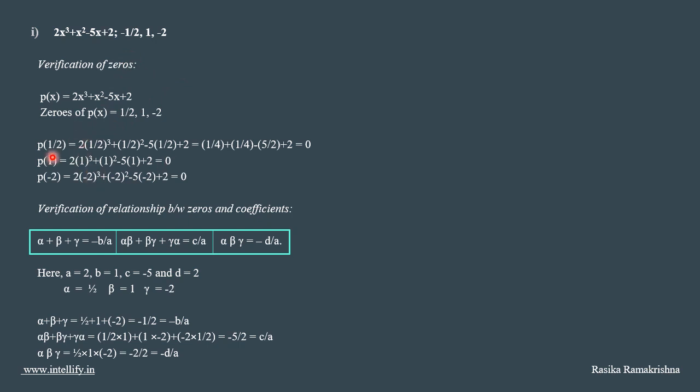So that I leave it to you. So you can see that p of minus 1 by 2 is going to be 0, p of 1 is 0 and p of minus 2 is 0 as well. So alright, so verification of the relationship between zeros and coefficients. So this is the important part.